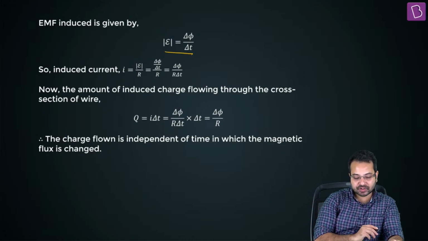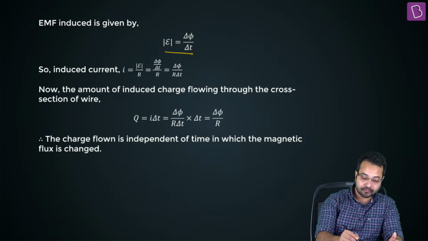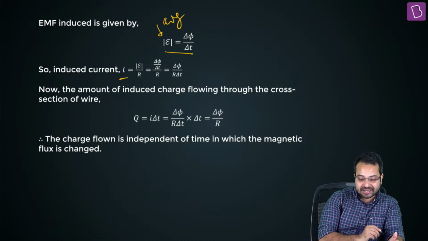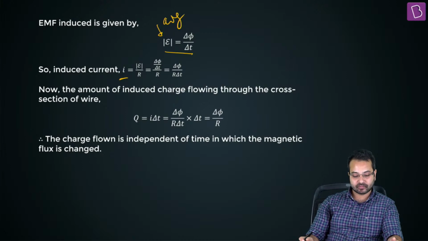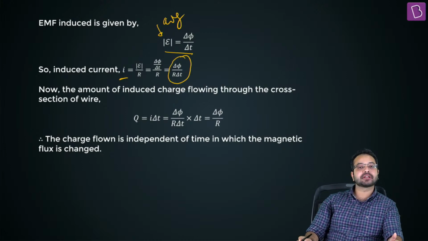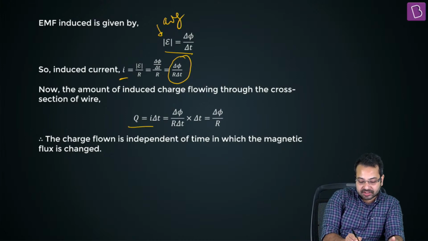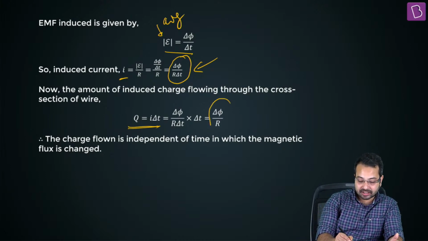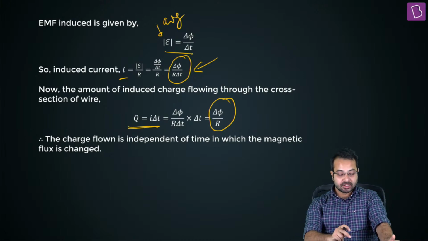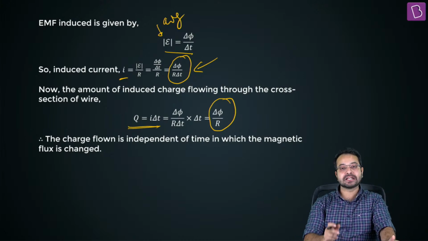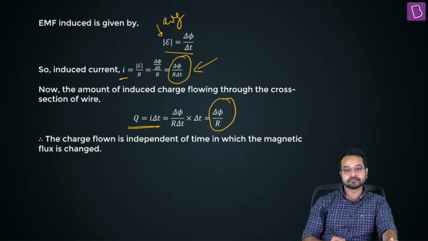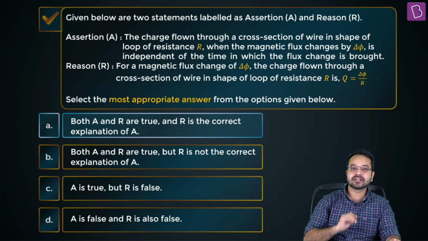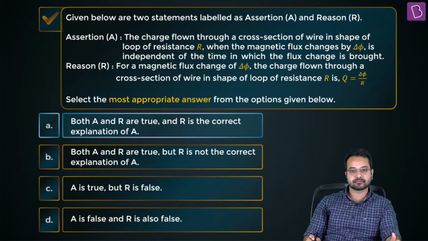Now we know that the EMF induced is delta phi by delta T. So here obviously we are talking about the average EMF induced. So this is going to be delta phi upon delta T. Now what is current? Current is going to be the EMF divided by the resistance. So the current is going to be delta phi upon R delta T. Is that correct? Now what is the charge? The charge is I delta T. From this equation, if we see what is I delta T, we'll find that Q comes out to be delta phi upon R. Now Q is equal to delta phi upon R, which means it is independent of the time. Is that correct? Okay. So both the assertion and reason are correct, and the reason is also the correct explanation of the assertion.